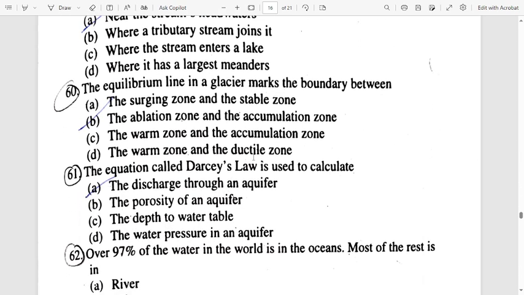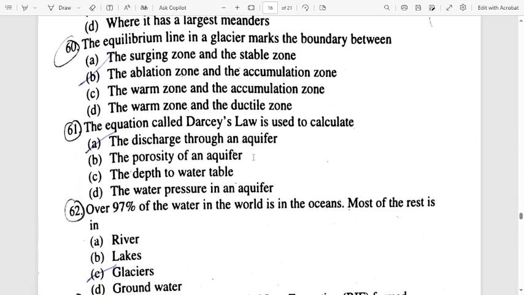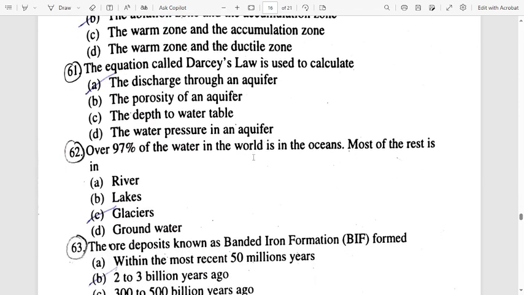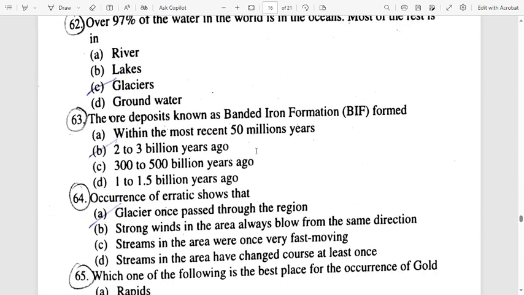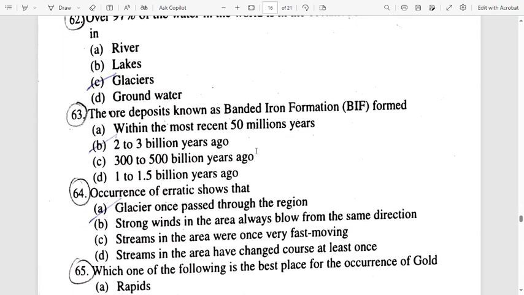The equation called Darcy's law is used to calculate the discharge through an aquifer. Over 97% of the water in the world is in the oceans. Most of the rest is in the glaciers. The ore deposits known as banded iron formations formed 2 to 3 billion years ago.